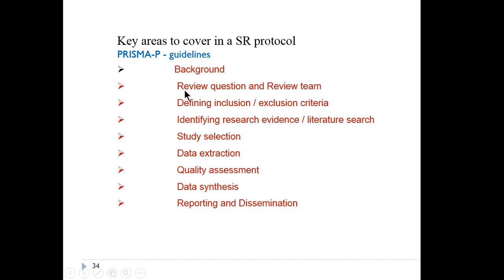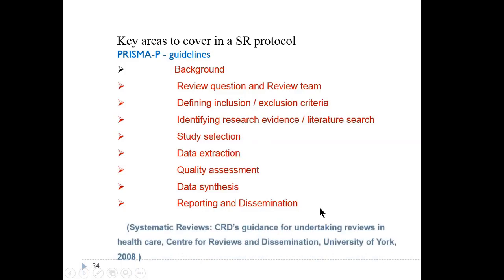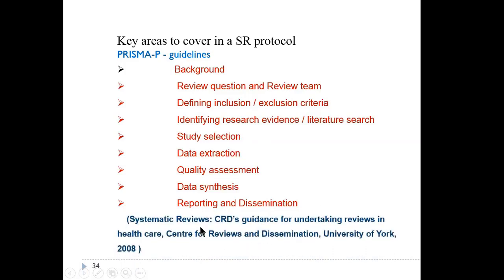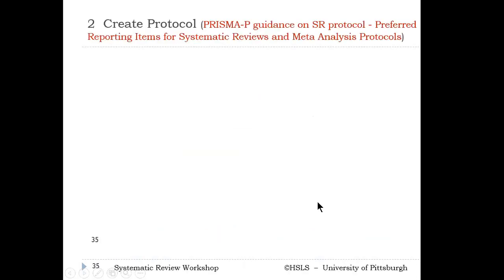Now we are going to go into details in those. So the review question, then defining inclusion and exclusion criteria. Then identifying research evidence, literature search, study selection, data extraction, quality assessment, all that. So the Systematic Reviews CRD guidance for undertaking reviews, this book will give all the details. Now creating the protocol, we are going to start according to the PRISMA guideline.